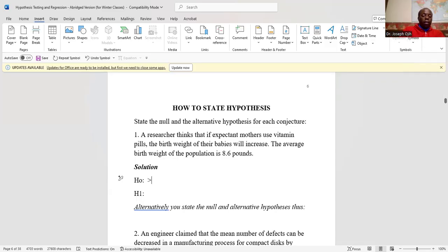Greater than 8.6 pounds. Oh, I can use that here. Greater than can only be used in the alternative hypothesis. So the mean is greater than 8.6 pounds, which is what he's claiming. That's the claim right there.